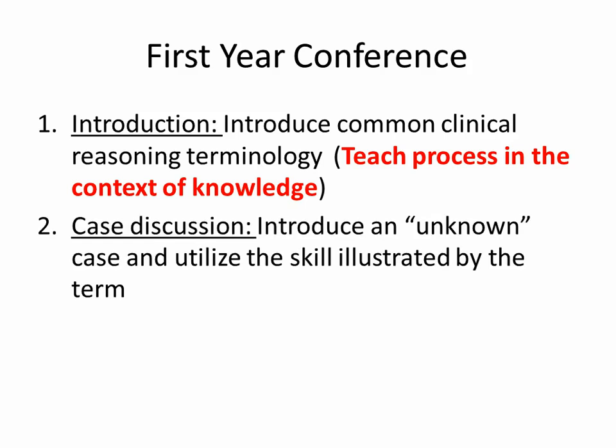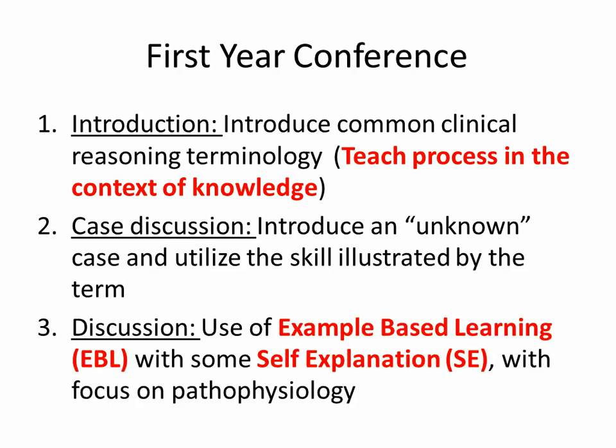The second is a case presentation. So you introduce an unknown, and it's quote unquote unknown because the students don't know exactly what the case will be. And then we utilize that skill that we taught just a second ago during that case presentation. The third is a discussion, using both example-based learning but also self-explanation with a focus on pathophysiology, which is what they're focusing on, their organs, on their block.